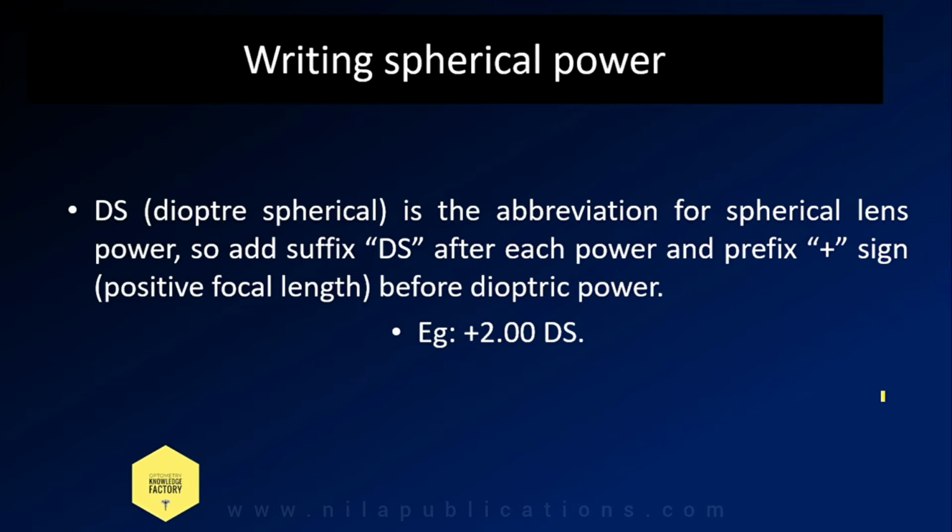Then spherical power. DS or diopter spherical is the abbreviation for spherical lens power. So we put suffix DS after each power and a prefix plus sign before the dioptric power. Why? A convex lens has a positive focal length. So for identifying the type of lens, we always prefix a plus sign or minus sign before the lens power. For a convex lens, we add a plus sign before the power, for example, +2 diopter spherical.